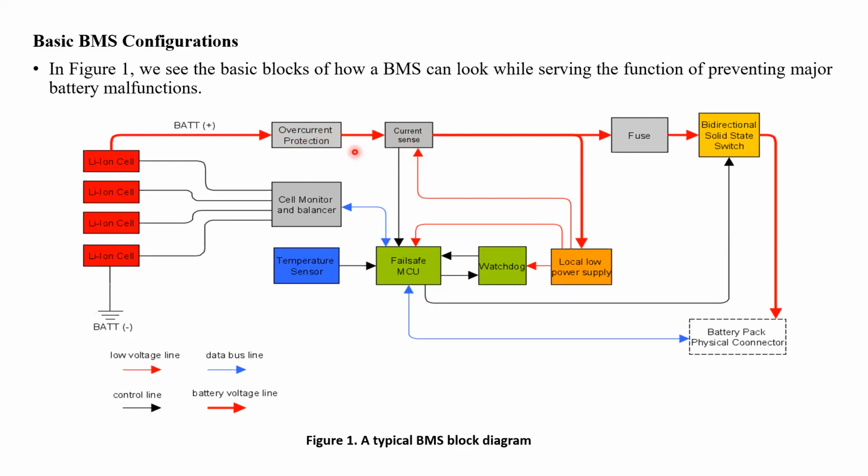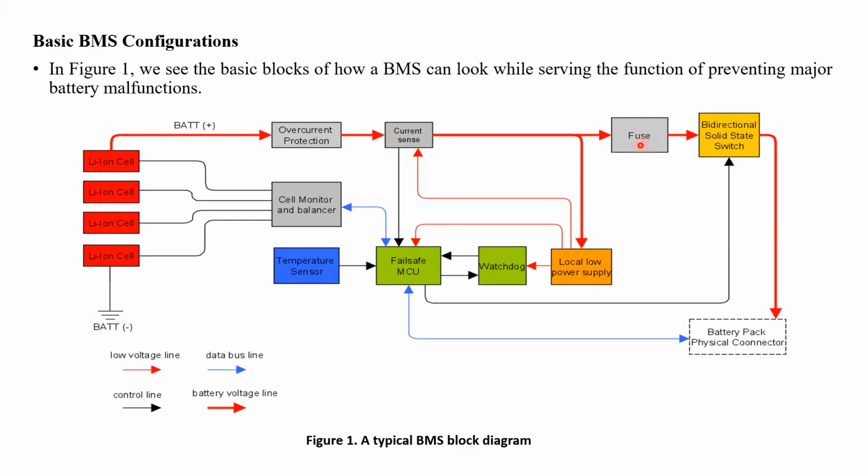For monitoring the overcurrent, we use a current sensor. This current sensor measures how much current is flowing through the circuit, and the signal is sent to the main control unit. If any excessive current is flowing, we provide a fuse here. This fuse should blow.